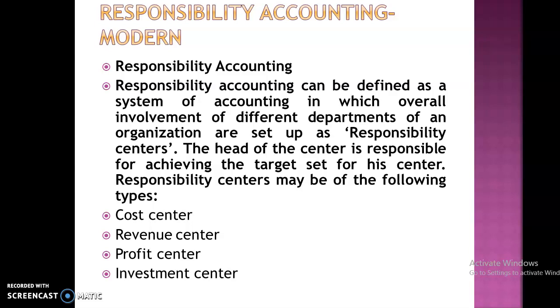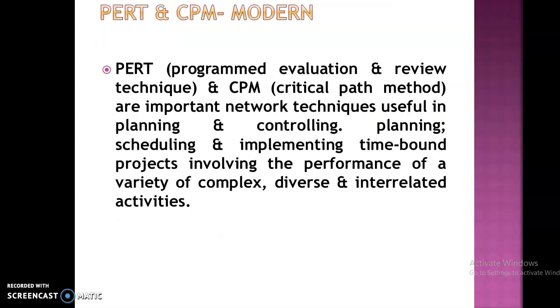Cost centers' responsibility is to reduce the costs. Revenue centers' responsibility is to maximize the revenue. Profit centers' responsibility is to reduce the cost as well as maximize the revenue. And investment centers' responsibility is to maximize the return on investment. So likewise, there are different responsibilities given to each and every center for bringing maximum efficiency in the organization.